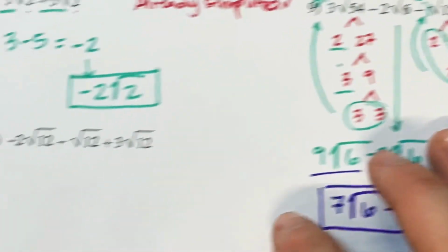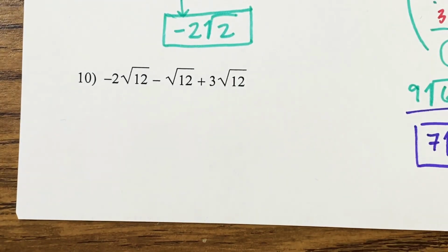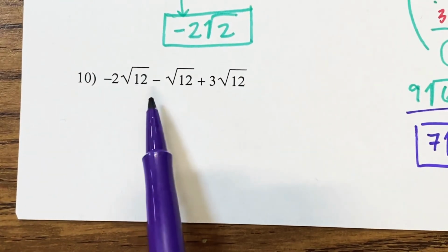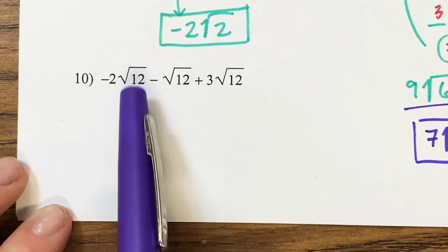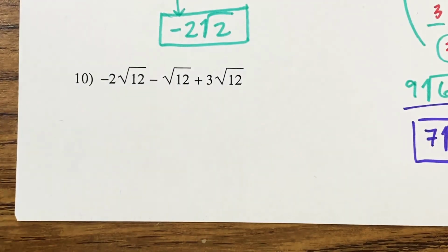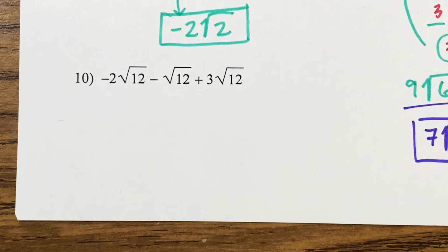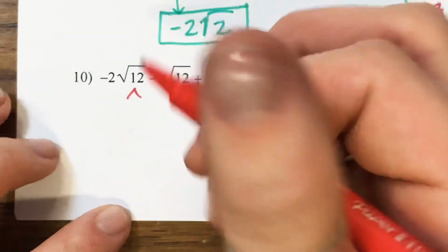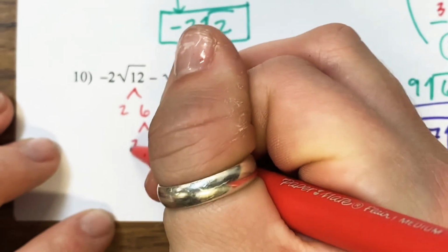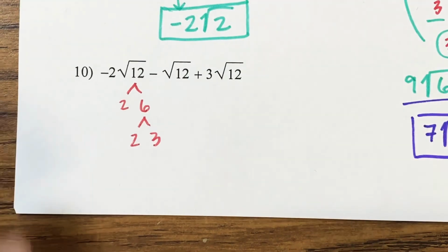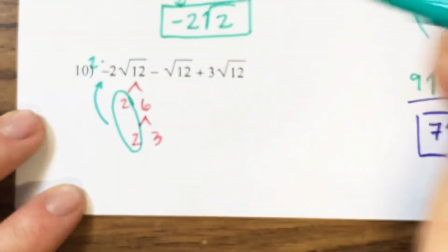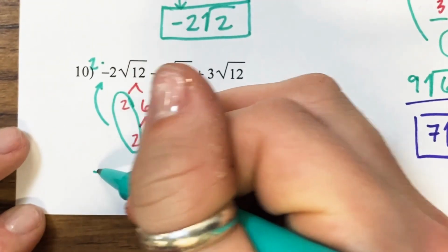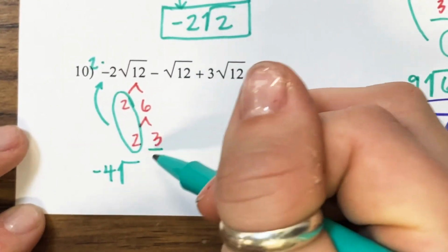Okay, let's do it one more time. Look at number 10. Okay, we might simplify. Okay, in fact, yes, let's simplify first. Okay, you might see something different about 10, but keep it in your thoughts. Okay, so let's go ahead and simplify. So we're going to simplify 12. So we have 2 times 6, again, 2 times 3. Okay, so I know that the 2 gets to come out. It multiplies by the -2 that was already out front. So we get -4√3.